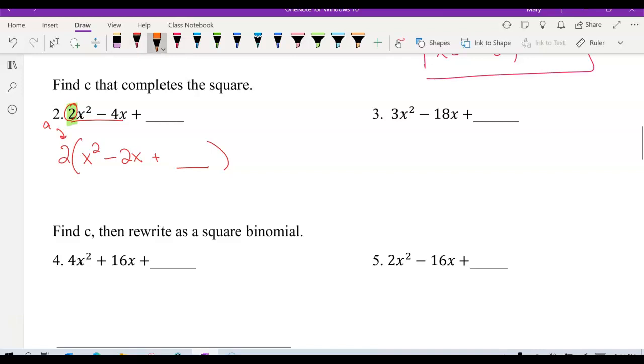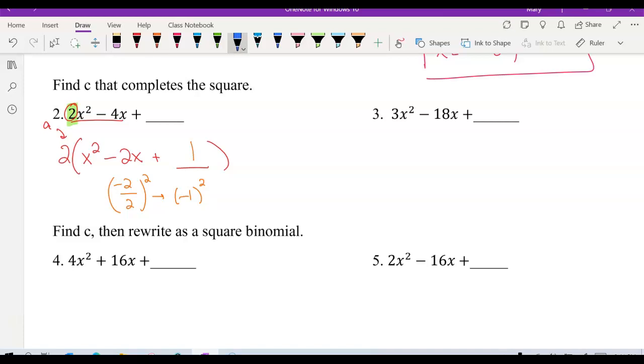Once we factor out the a value, we can still do b divided by 2 and square it. So in this case, we're doing negative 2 divided by 2, which is negative 1, and squaring that, and 1 would be inside the blank there.